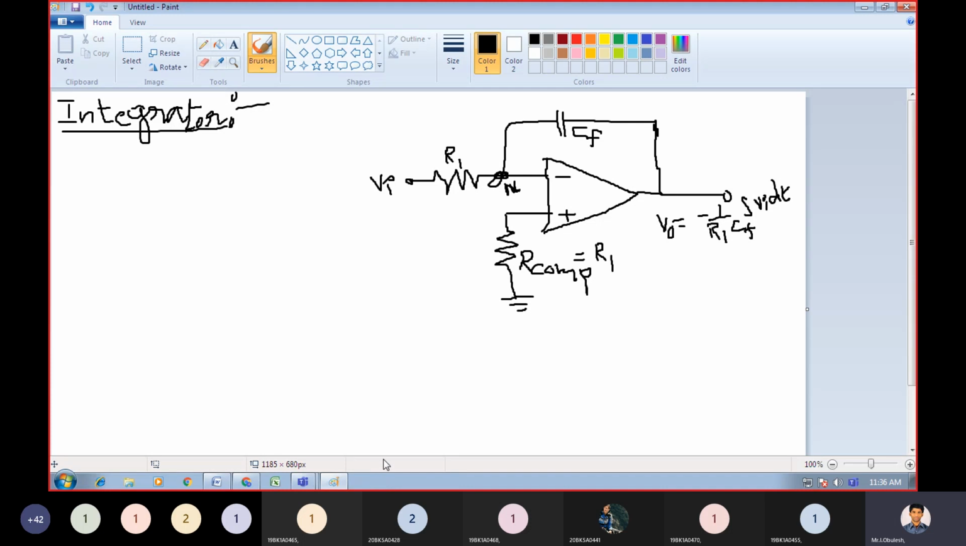If we interchange the resistor and capacitor of the differentiator, we have the circuit as shown in the figure, which is called an integrator.